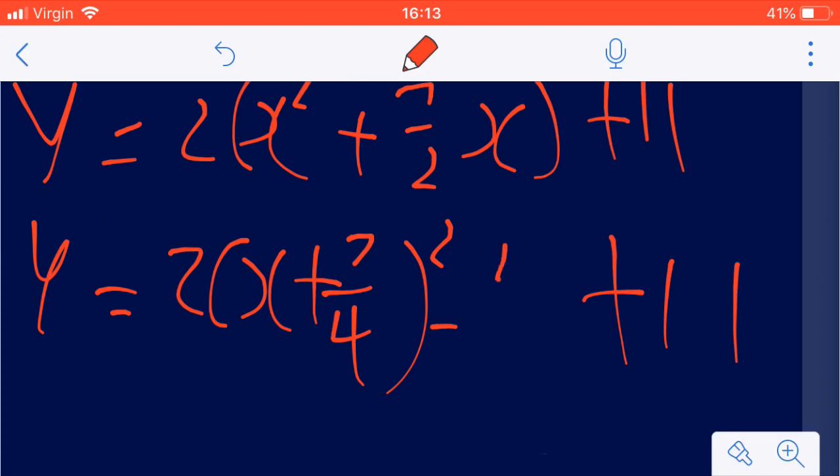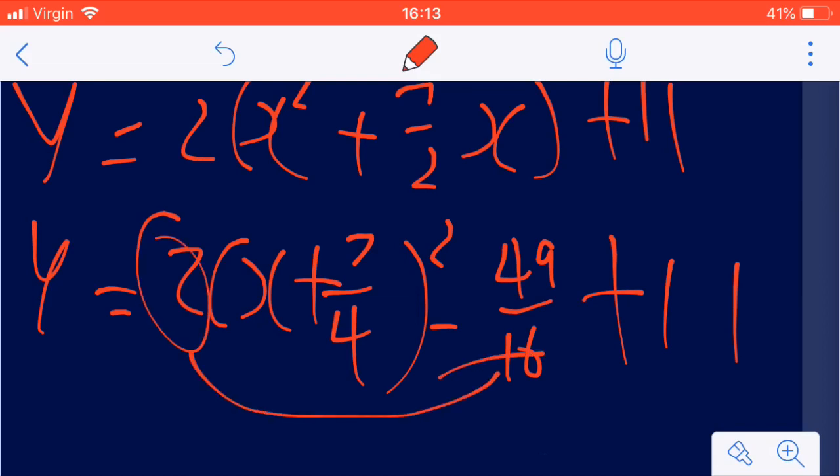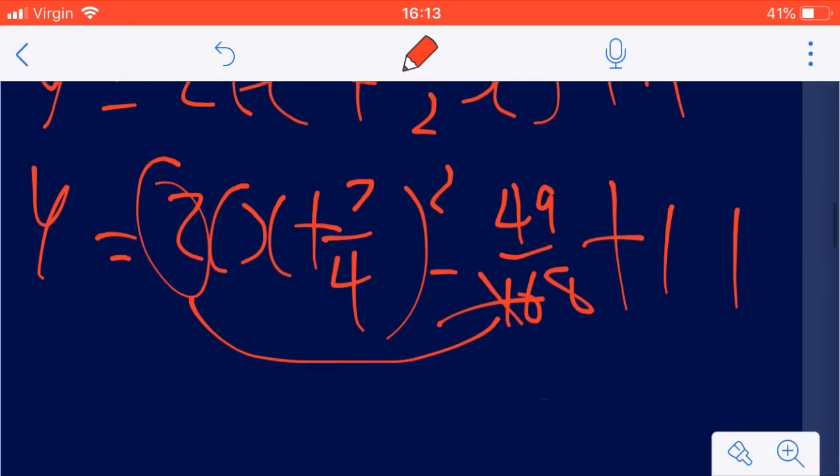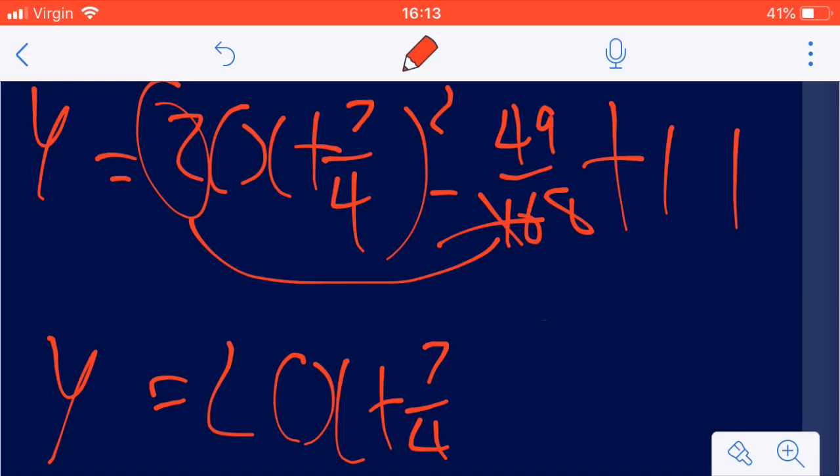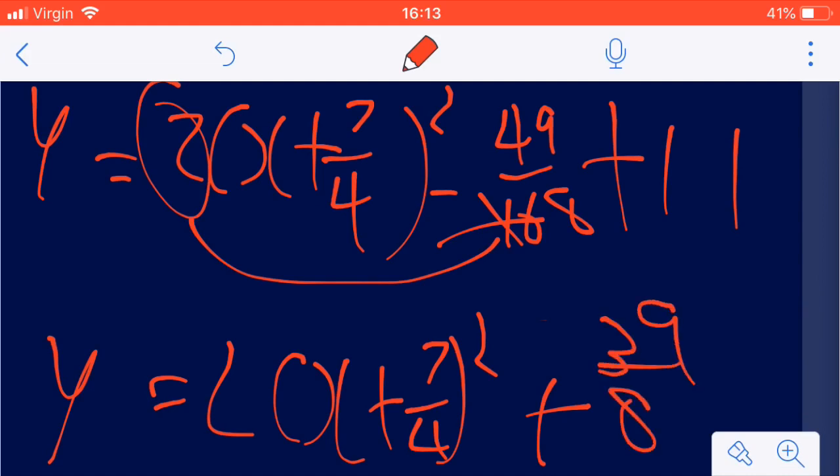So 7 over 4 squared is 49 over 16. But because it's 2 at the start, 2 times that is 49 over 8. If we put this in our calculator, or we just do it by hand, or however you want to do it, then that makes 39 over 8. And we complete the square. So we can use this to plot the graph now.